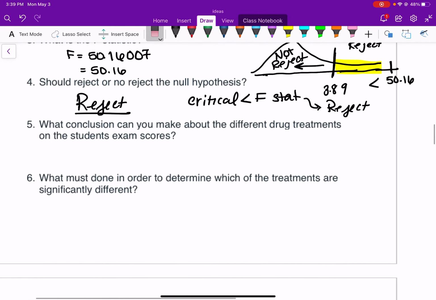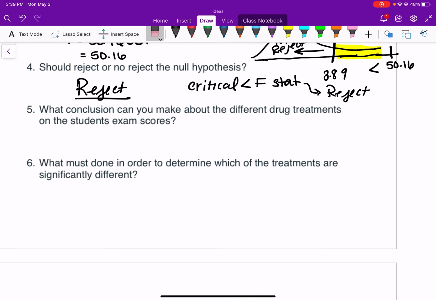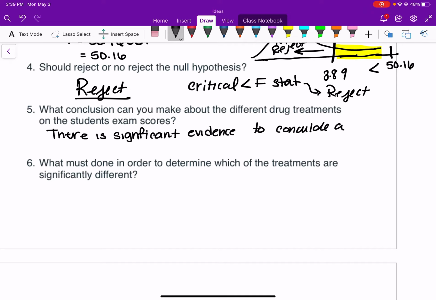Now, as for what conclusions we can make, remember that my ANOVA is not telling me which of my treatment groups are different. All it's telling me is that there is a difference. So when we write our conclusion here, it's going to be something similar to there is significant evidence to conclude a difference exists between the treatment groups.